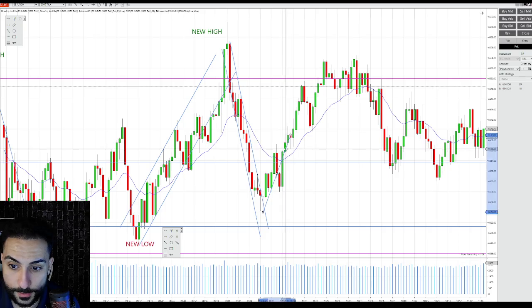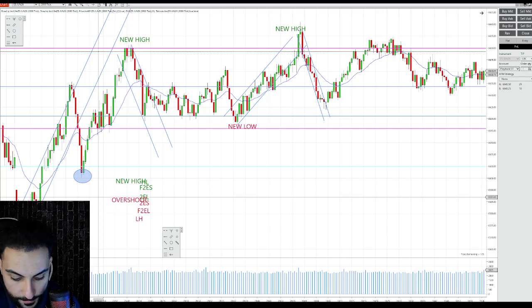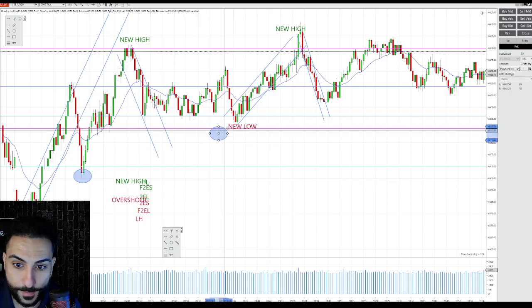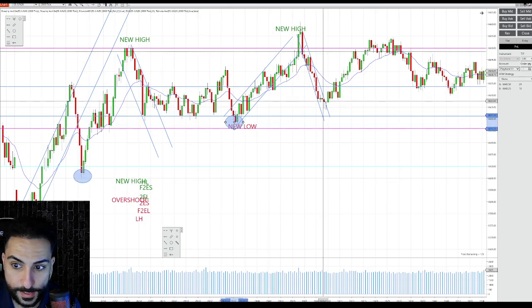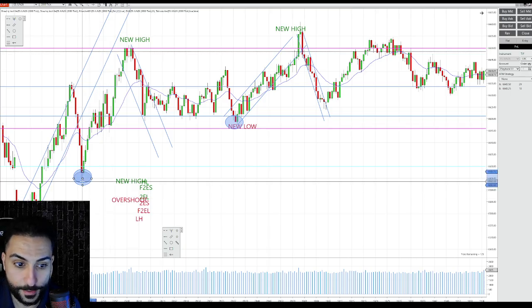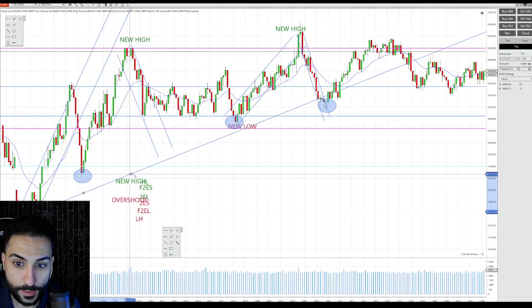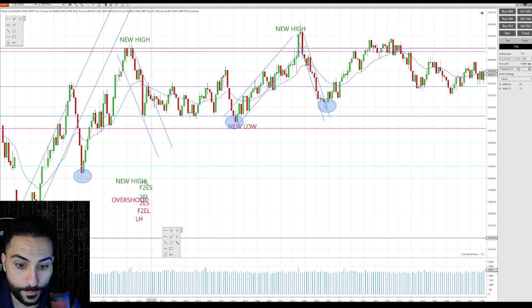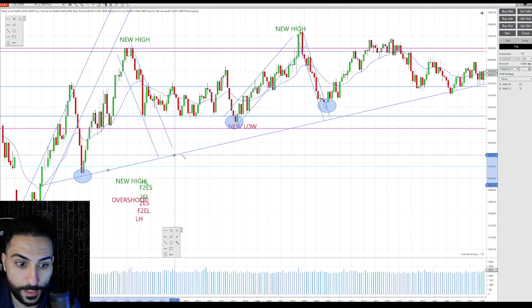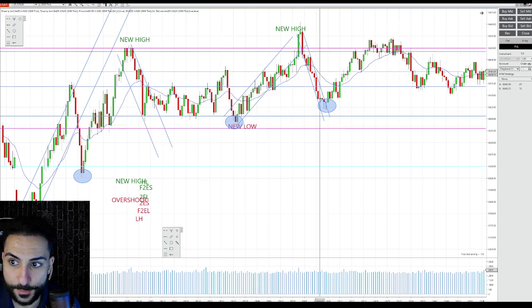Now, what I did during this move is I zoomed out, and once again I looked and I saw, wait, it definitely looks more and more like an imbalance since we didn't test this low, and also we are making higher lows as we go. I was eyeing a wider channel, but I just wanted to see how price was going to react at this high of day key level.